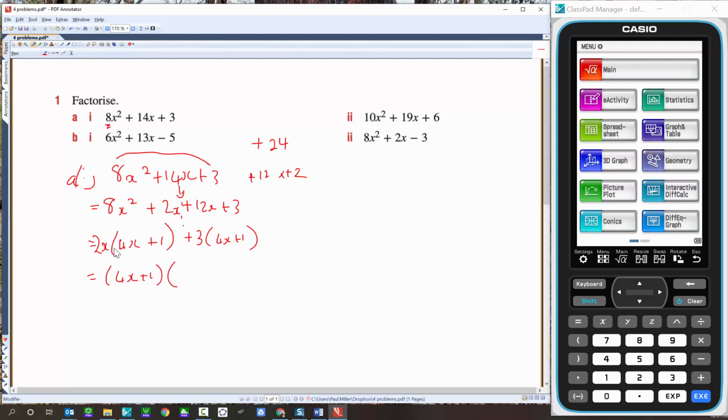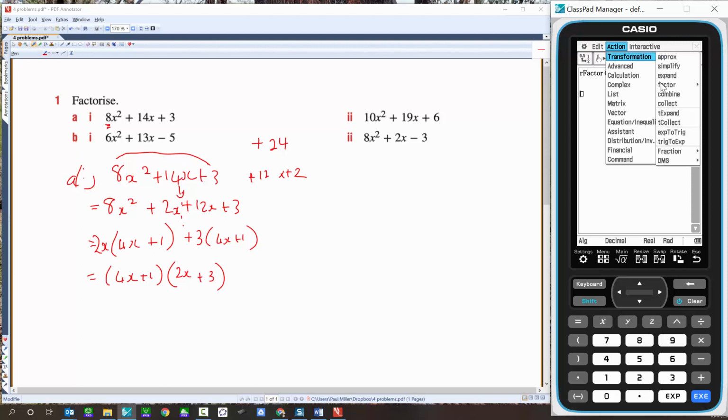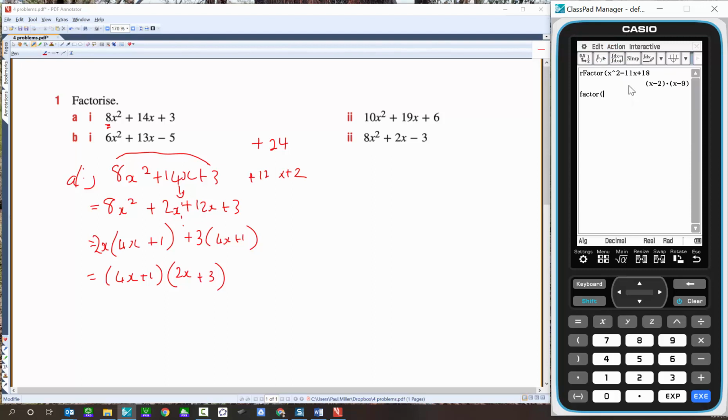So what we're going to do is take out 4x plus 1 as a factor. That multiplied by what gives me this? That'll be 2x. And that multiplied by what gives me that has to be 3. Right, don't forget to check your answer on the calculator using factor. So transform and factor. Feed in the trinomial, 8x squared plus 14x plus 3. And yep, there you go.